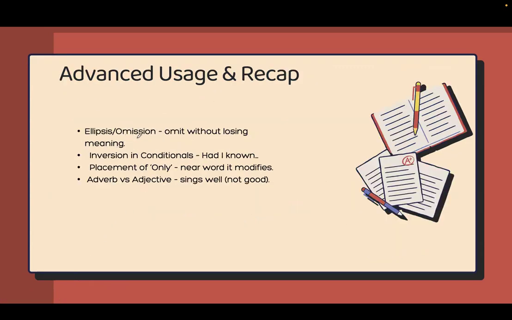Next we have here is ellipsis and omission. Omit without losing meaning. You can omit repeated words if meaning stays clear. Okay, omit the words that are being repeated. For example, he can sing and he can too. You can remove can. You can sing and he too. Okay, so omit without losing the meaning.